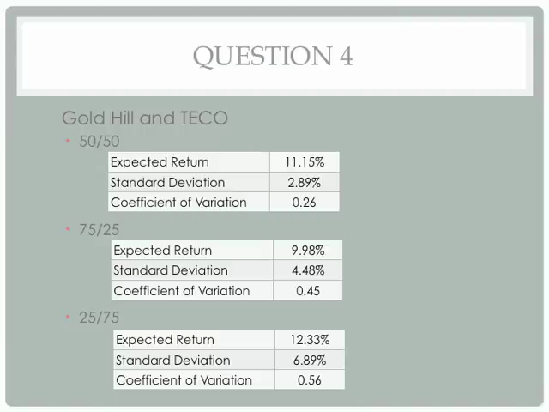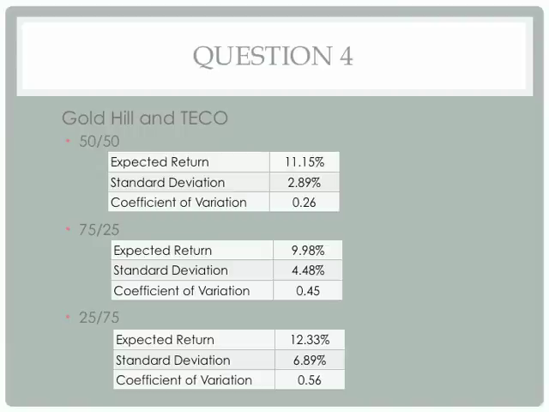If the ratio was to be changed to 75% Gold Hill and 25% TCO, the expected return would be 9.98%, the standard deviation would be 4.48%, and the coefficient of variation would be 0.45%. If the ratio was changed to 25% Gold Hill and 75% TCO, the expected return would be 12.33%, the standard deviation would be 6.89%, and the coefficient of variation would be 0.56.